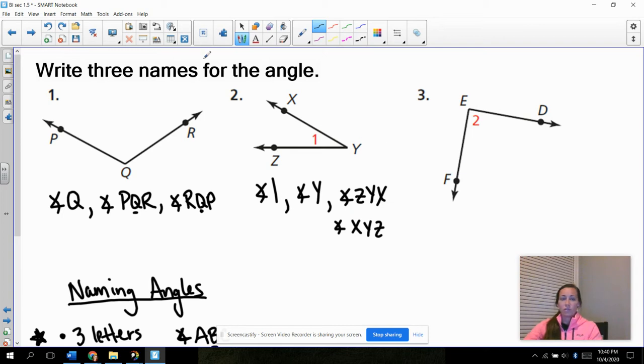Okay, pause the video for a second and try number 3 on your own. Okay, you should have gotten angle 2. That would work. Angle E, because E is the vertex, so just one single letter E would work. You could also name it FED. Again, E has to be in the middle. Or angle DEF, E being in the middle again. So you only had to do 3 of them, but there are 4 options. Hopefully you got 3 of those 4.